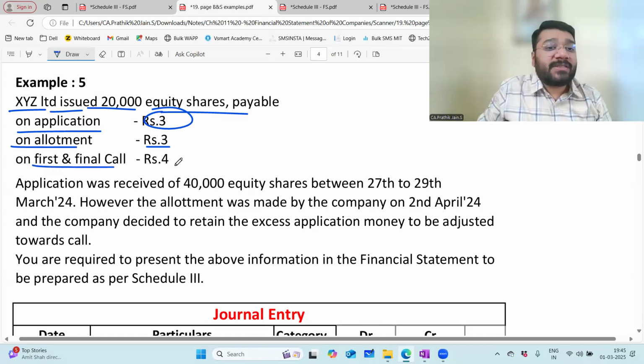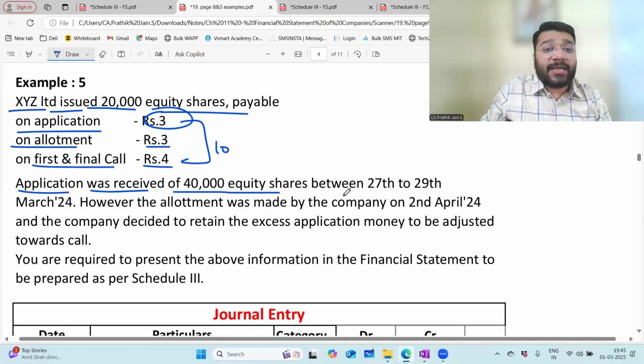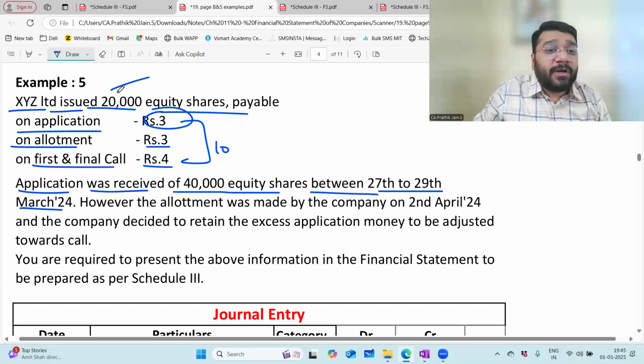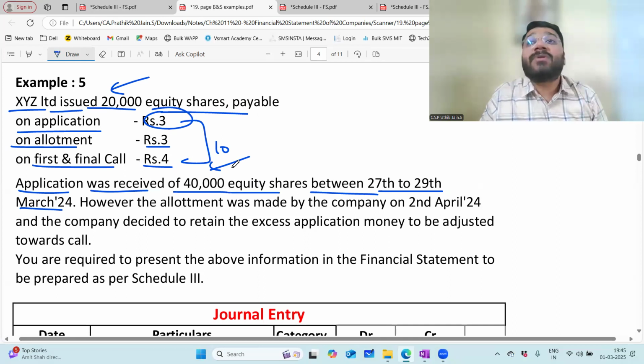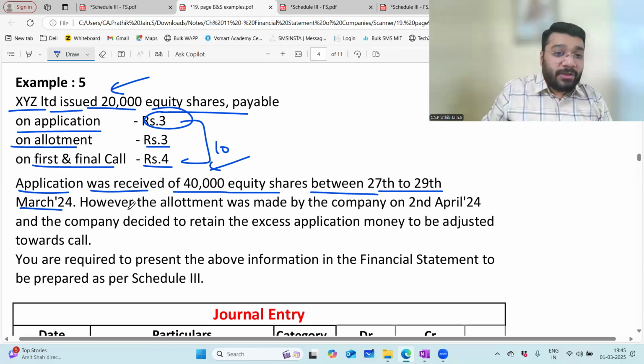Allotment 3. First and final call 4. Total how much? 10. Applications were received for 40,000 equity shares between 27th to 29th March 24. How many shares have you offered? 20,000. How much have you received? 40,000. Whatever subscription this is, it is oversubscription.